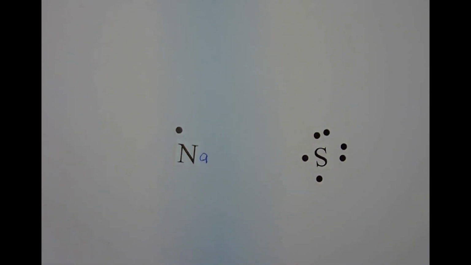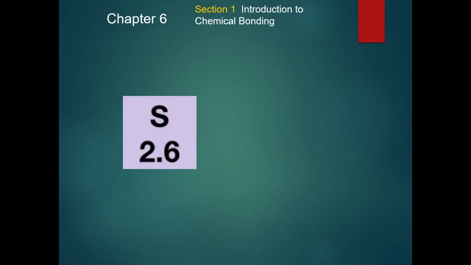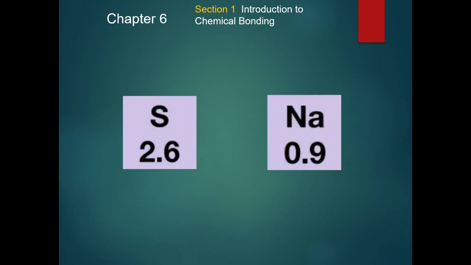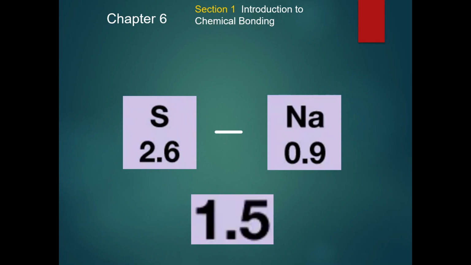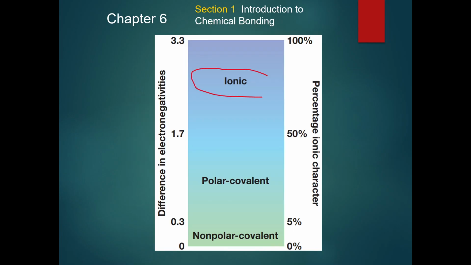For our final example, let's consider the potential bond between sodium and sulfur. Again, going back to the periodic table with electronegativity values printed for you so that you do not have to memorize them, we see that sulfur has a value of 2.6, while sodium has a value of 0.9. Subtract one from the other and we get 1.5. An electronegativity difference of 1.5 puts us squarely in the realm of ionic bond.